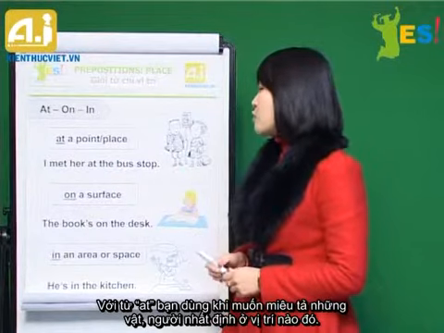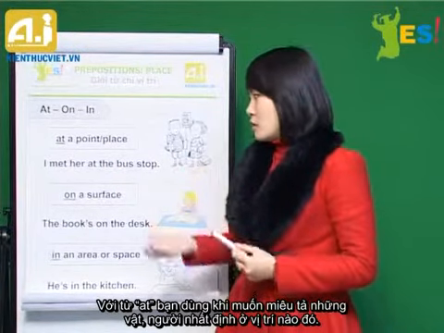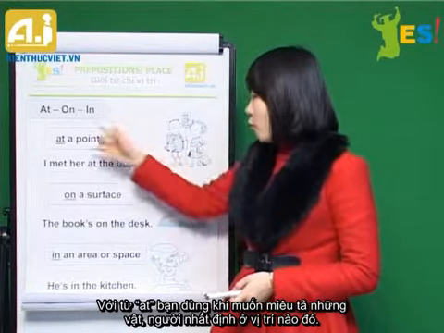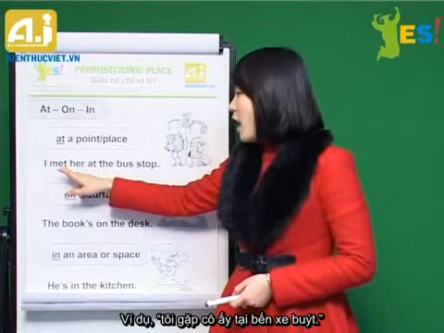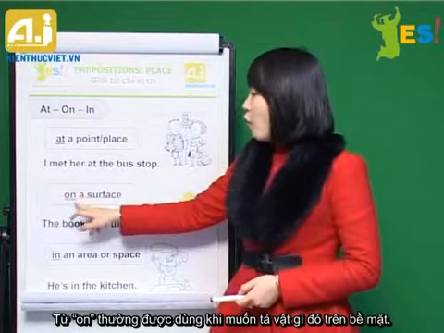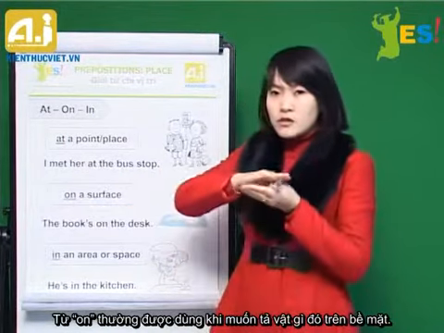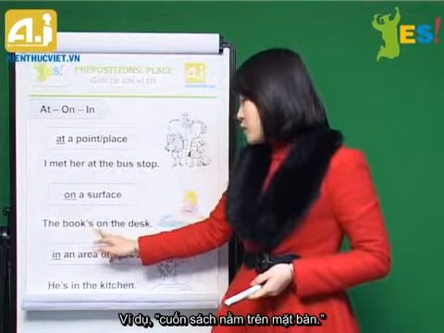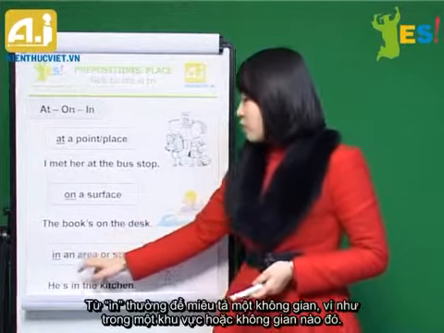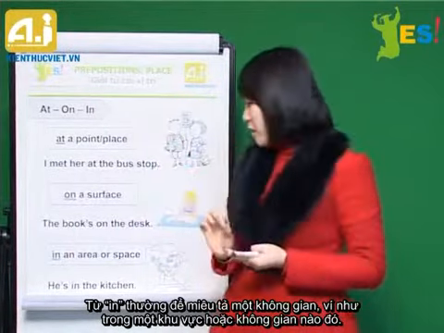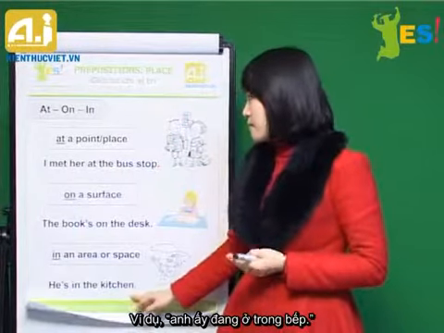For at, you want to show the position of certain things or people in a place or point. For example, I met her at the bus stop. For on, we normally show the position on a surface, like the books on the desk. For in, we normally show a space or an area, like he's in the kitchen.